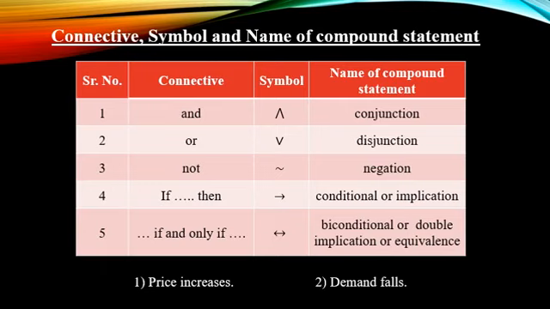Okay, now these two simple statements, when we connect by connective if then, the compound statement will be if price increases then demand falls, and name of this compound statement is conditional or implication. And when we connect these two simple statements by if and only if, the compound statement will be price increases if and only if demand falls, and the name of this compound statement is biconditional. It is also called double implication, or it is also called equivalence.